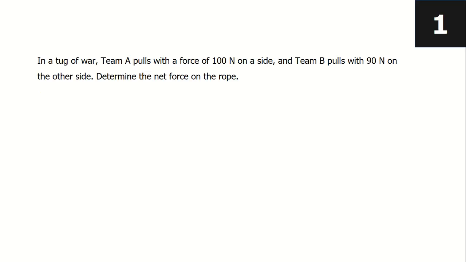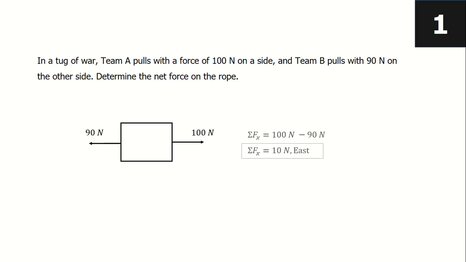So today I am going to show you the solution to our problem set in dynamics. Starting on the first item, we have a tug of war situation. That means that our object will be experiencing two opposing forces, one to the left and another to the right. Team A pulls with a force of 100 newtons on one side, and team B pulls with 90 newtons on the other side. Determine the net force of the rope. So you are required to solve for the net force.